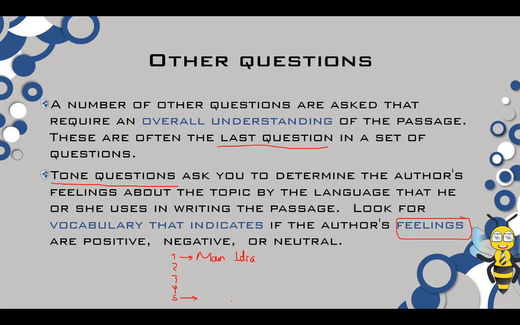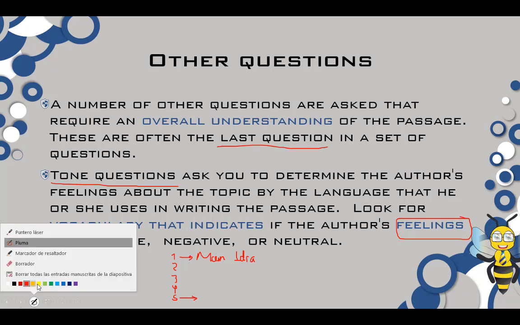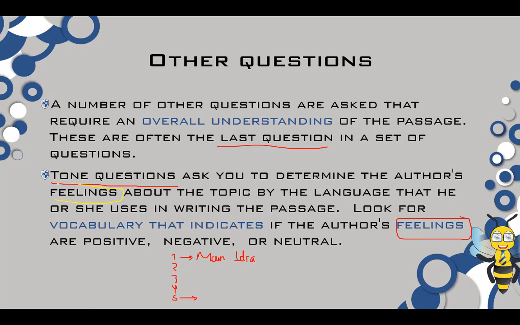In this case, tone questions ask you to determine the author's feelings about the topic by the language that he or she uses in writing the passage. So in this case, you should look for vocabulary that indicates if the author's feelings are positive, negative, or neutral.